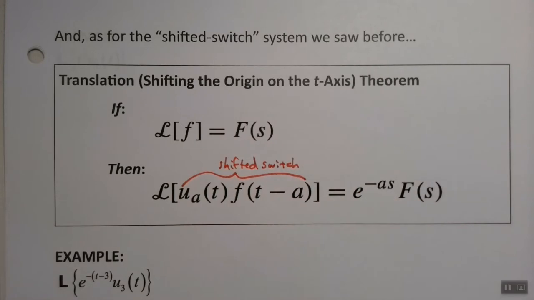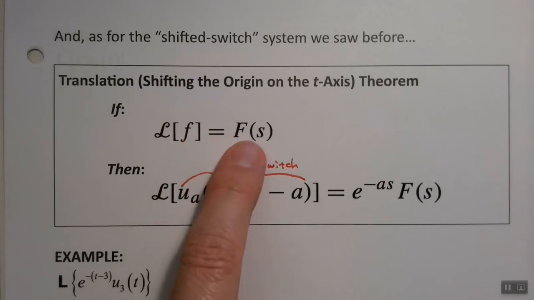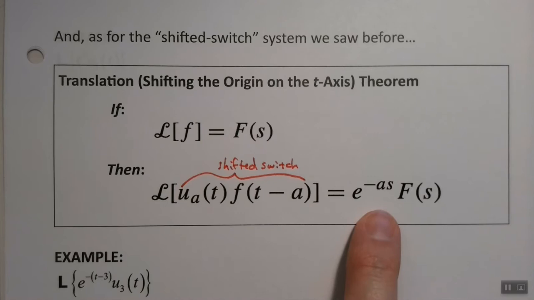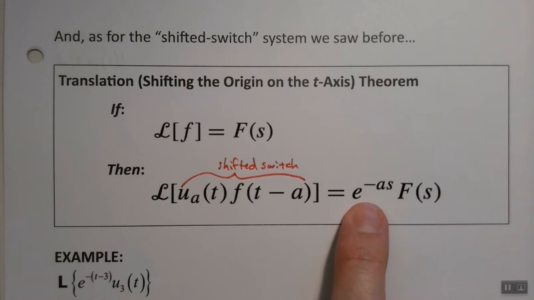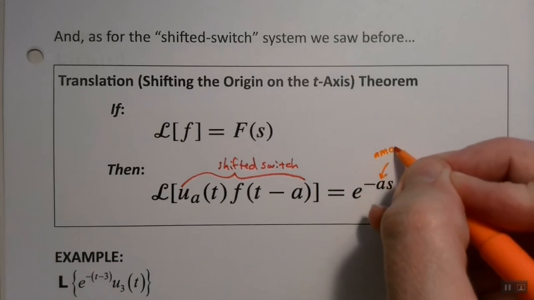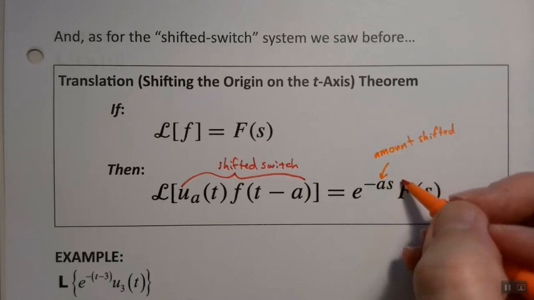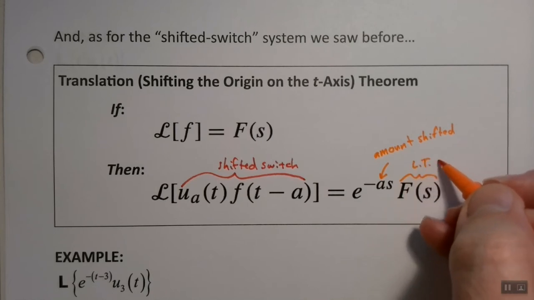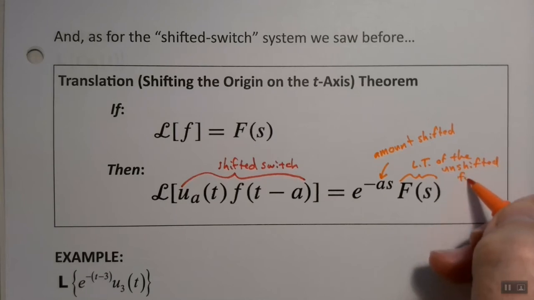And it turns out, if you know the Laplace transform of the original function, not shifted, then the Laplace transform of the shifted switch is just the Laplace transform of the normal function times e to the negative as. Again, as a reminder, the a value is the amount shifted, and this guy right here is the Laplace transform of the unshifted function, f of t.